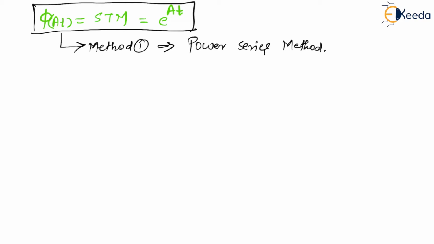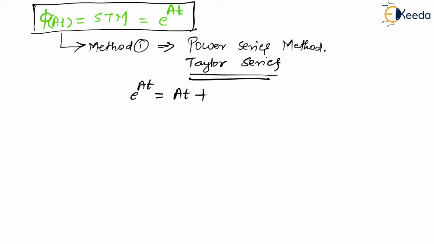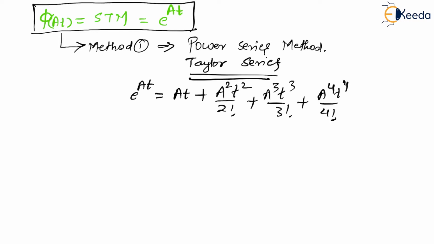If we expand, since it is in the power of e raised to x, we can definitely expand it in terms of a Taylor series. So e raised to at can be written as at plus a square t square upon 2 factorial plus a cube t cube upon 3 factorial plus a4 t4 upon 4 factorial, and so on. This will go up to infinity. This is not going to stop. Now what is the problem with this particular method?